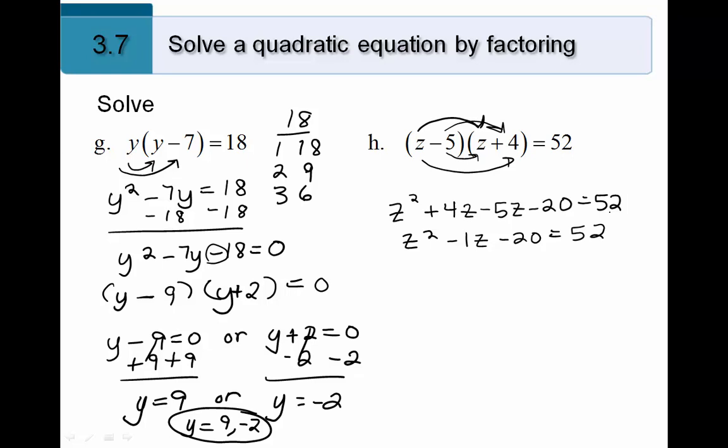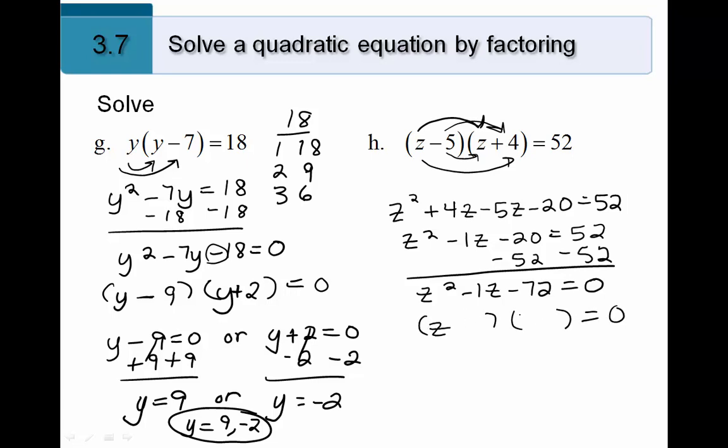And now I need to put this in standard form. I'm going to move the 52 over, and I'll combine it with the negative 20. So I have z squared minus 1z minus 72 equals 0. So now I'm in good shape. I have it in standard form. I'm going to go ahead and factor the trinomial now.